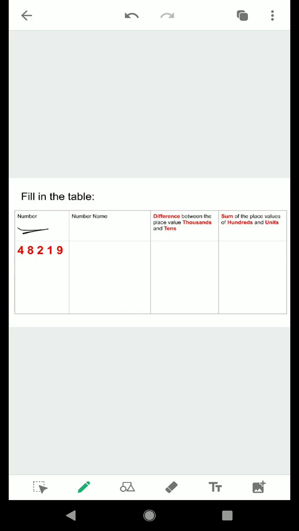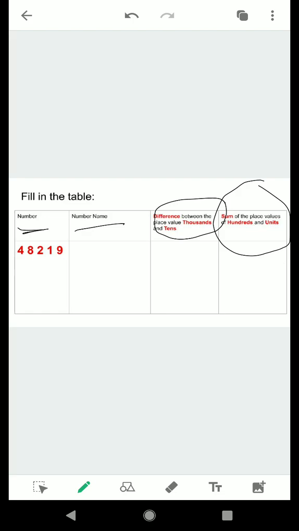So the number given to us is 48,219. In the second column we have to write the number name. In the third column we have to find the difference between place value thousands and tens, and in the last column we have to find the sum of the place value of hundreds and units. First step in number work problem, write the place value.